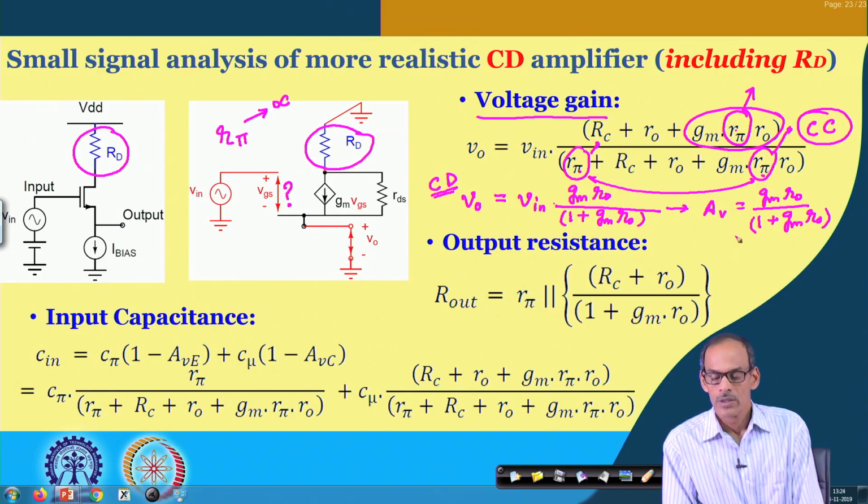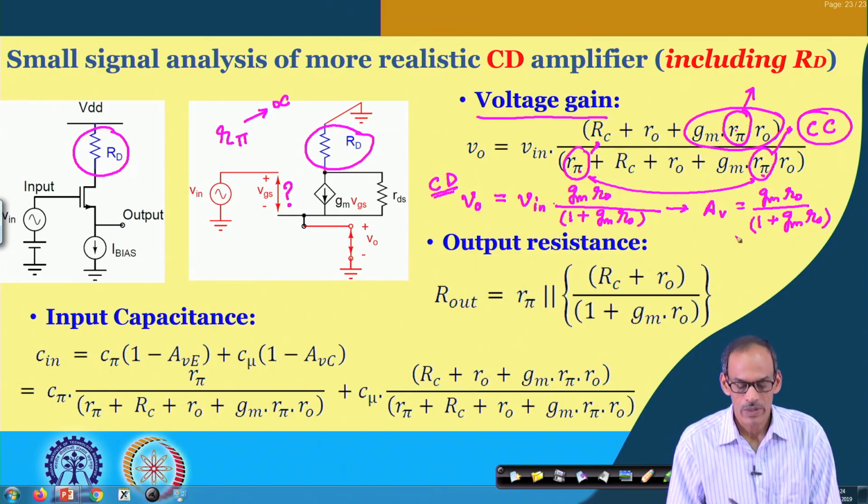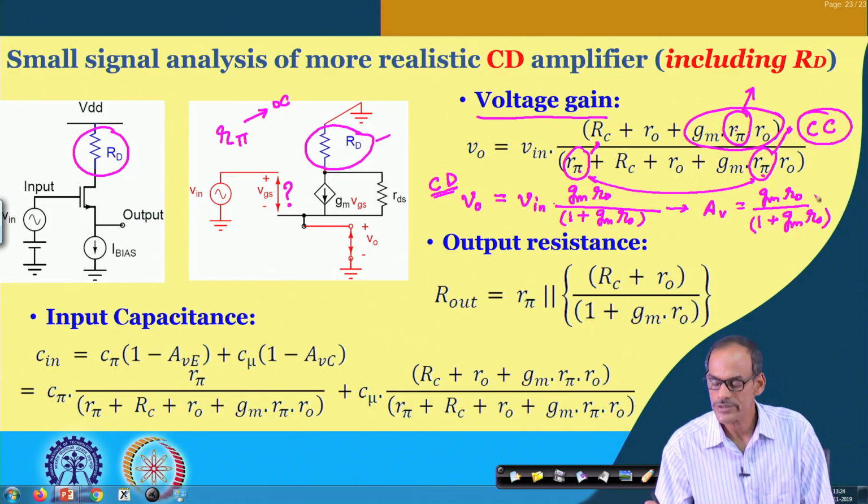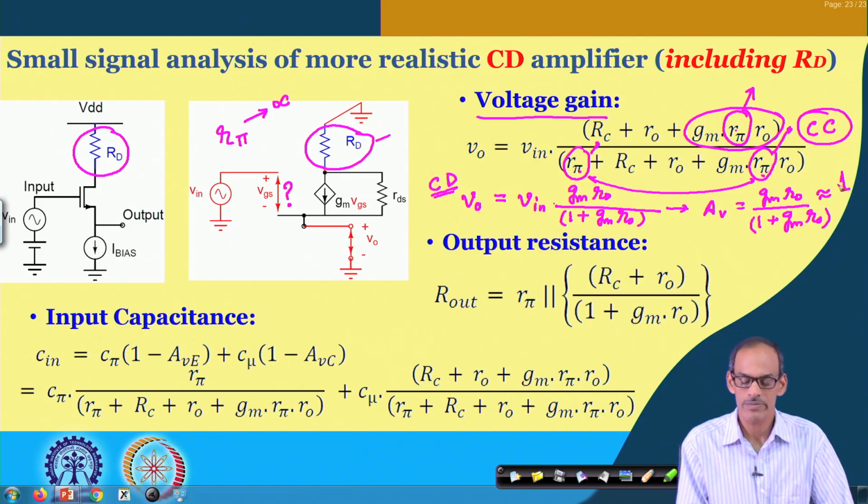So, here this R d, I should say, in the voltage gain is hardly having any effect, and again finally, we may approximate this by 1.